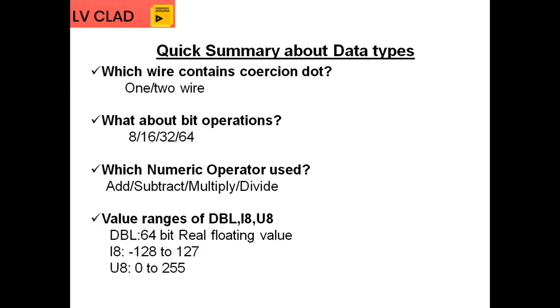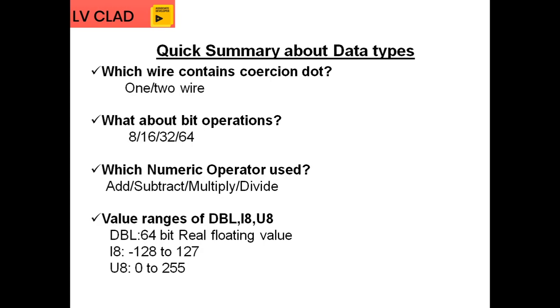The reason for mentioning the operator is that the divide function always provides a default indicator of dbl, but for other functions it depends on whether the coercion dot is present or not present, so the indicator may be different. That's the reason you have to consider the numeric operator also.